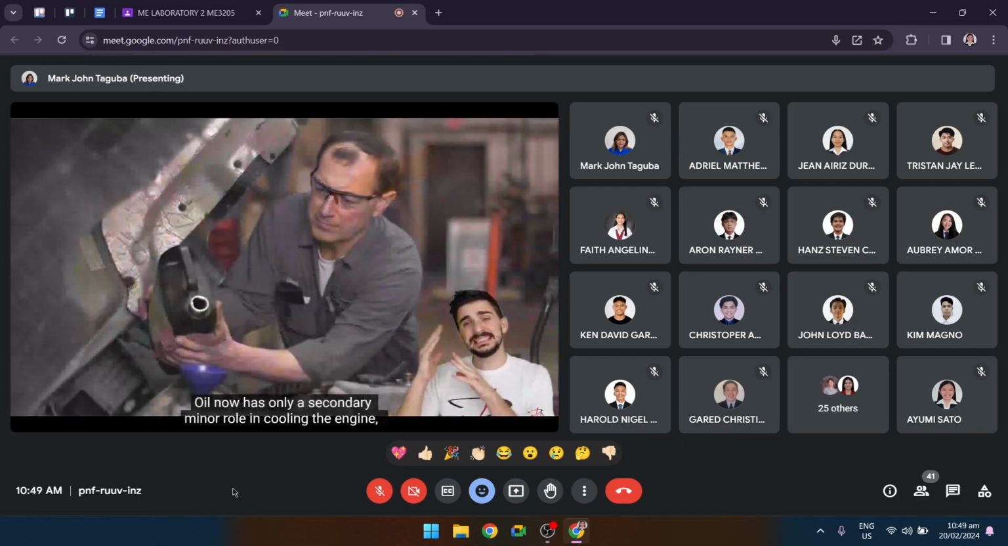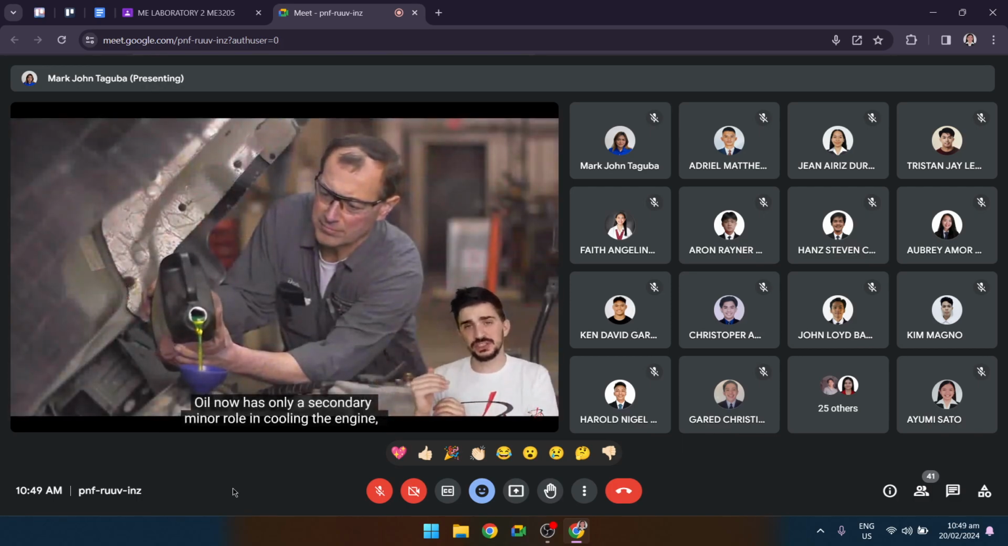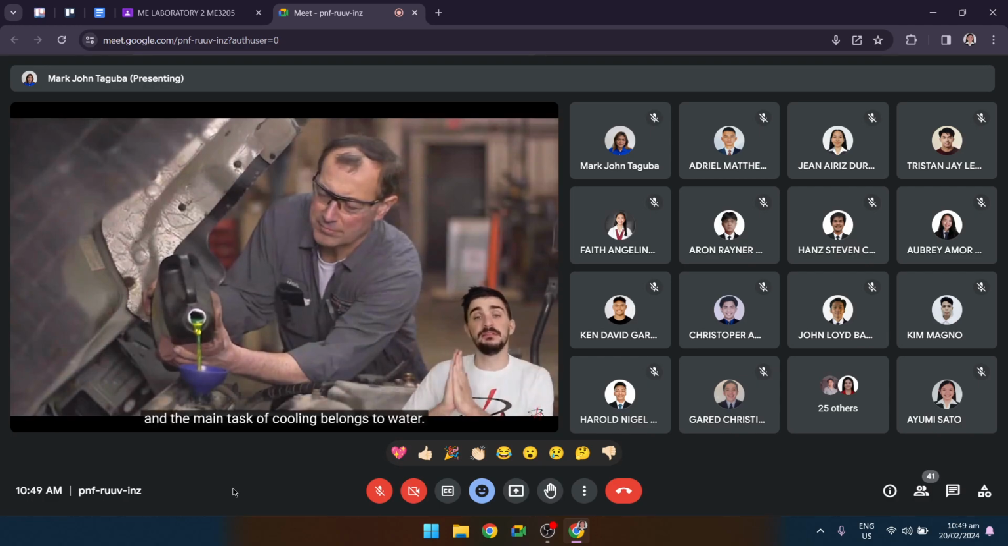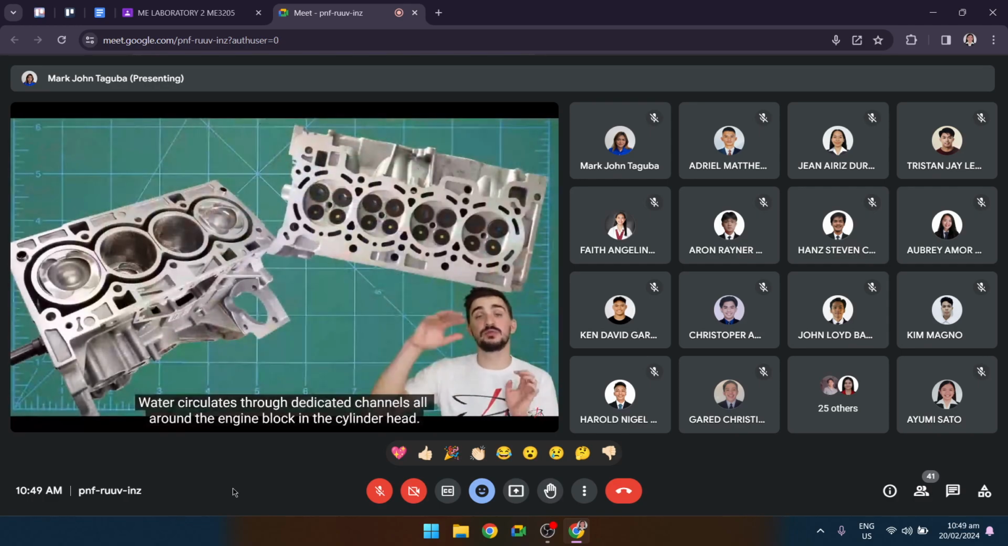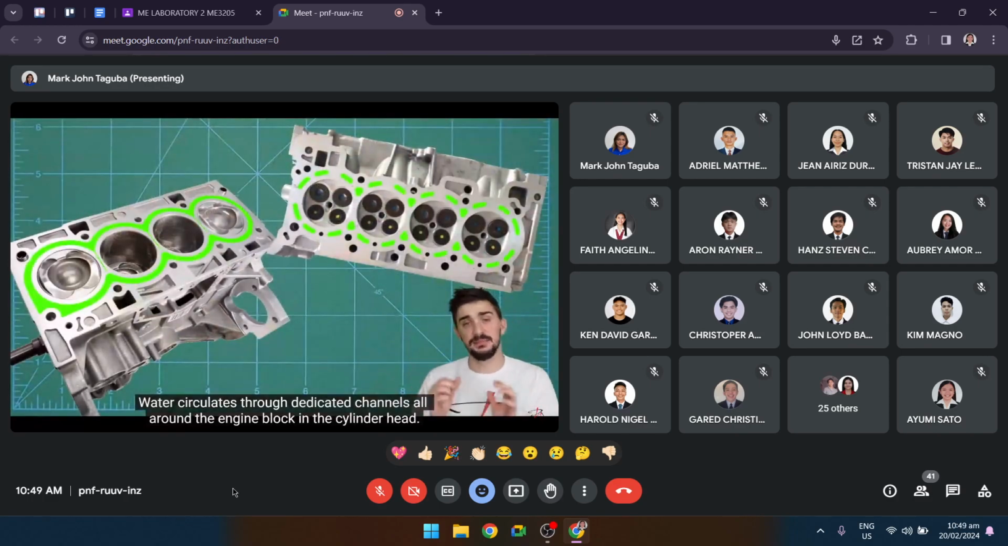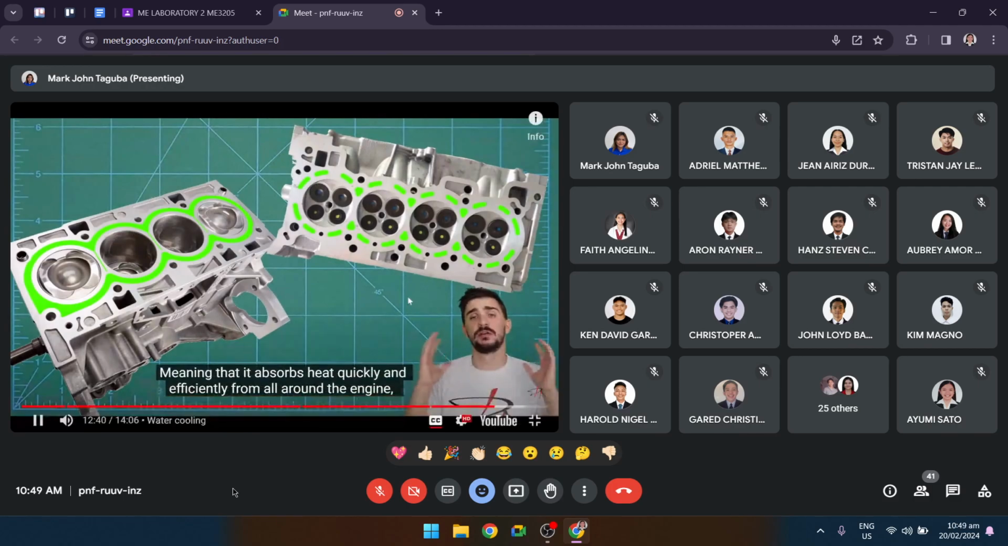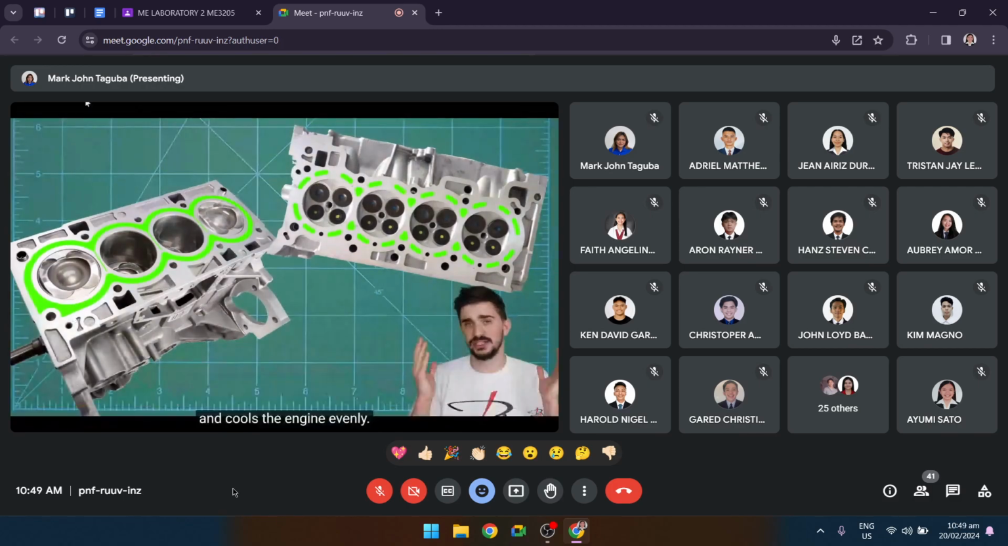Oil now has only a secondary minor role in cooling the engine, and the main task of cooling belongs to water. Water circulates through dedicated channels all around the engine block and the cylinder head, meaning that it absorbs heat quickly and efficiently from all around the engine and cools the engine evenly. Now, water alone doesn't circulate through the engine. It's actually a mixture of water and antifreeze.